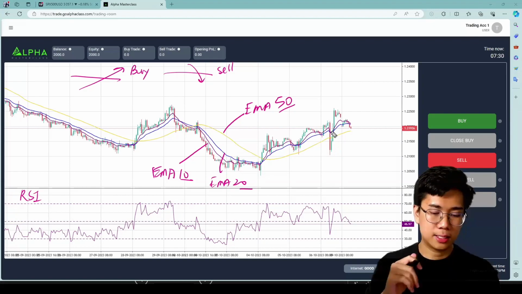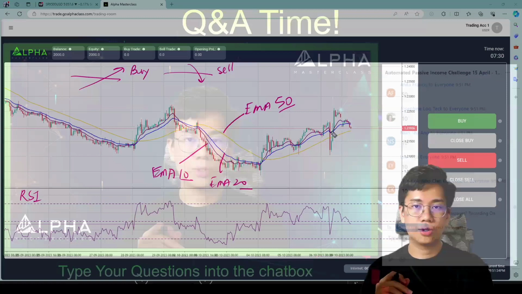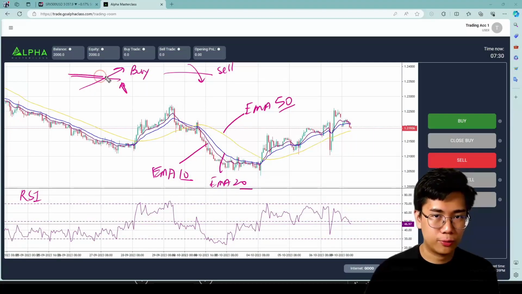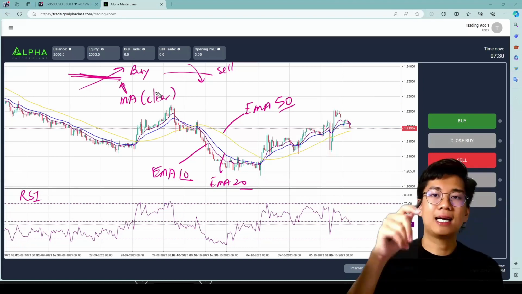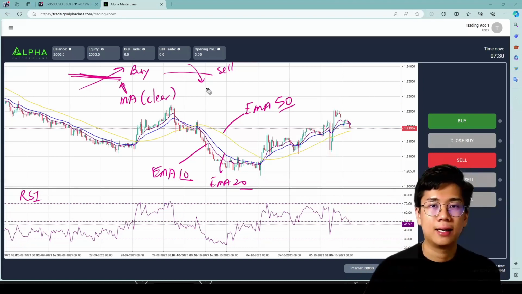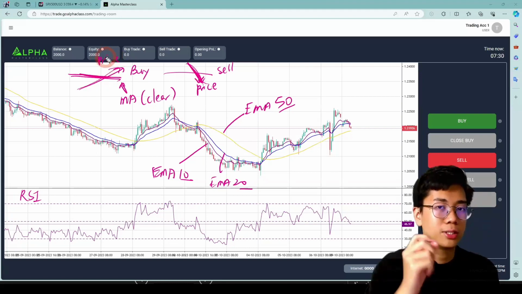Okay? Some of you say it's 10, some say it's 50, some say both. Over here, I just choose this line, right? This line is the MA that is clear. It's not a matter of which one to choose, it's which one is clear right now in the market. And for a cross, the easiest one is that you can choose a cross of price. This is the price crossing above the clear line. Just choose the one that's clear.